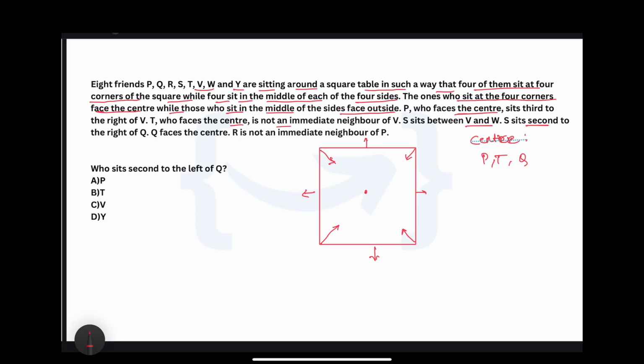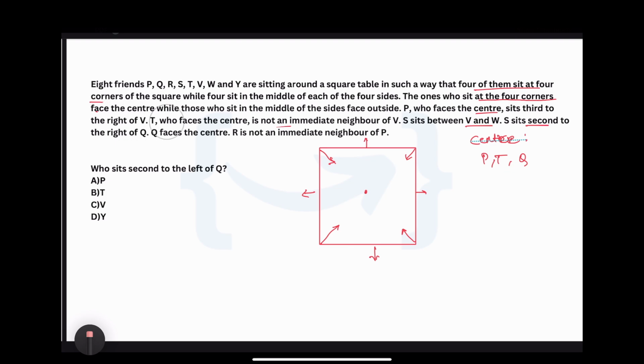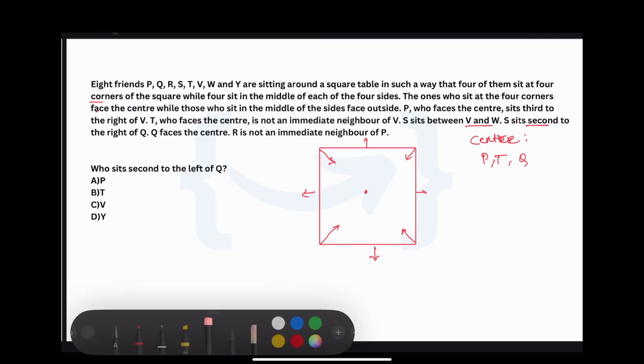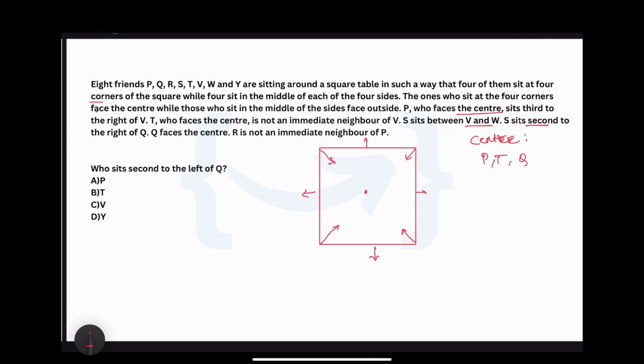Okay, so let me place P first. For placing P, what did the question say? Let me remove this line so that it will not confuse you. P, who faces the center, sits third to the right of V. So if I place V here, third to the right of V: 1, 2, 3. So P should be here, and T here. Okay, P done, T done.